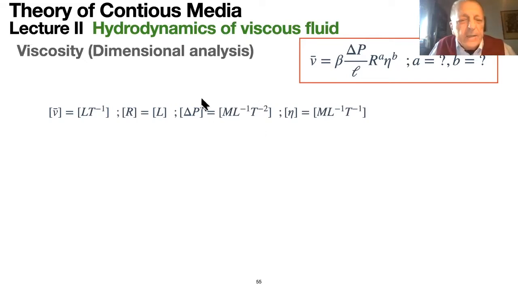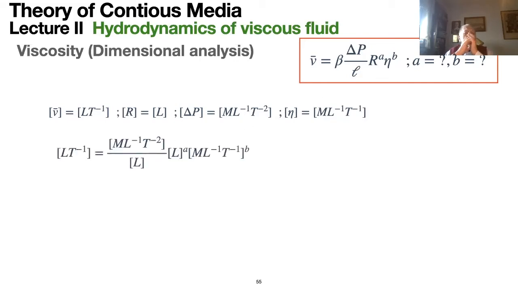So altogether, it turns out that the dimension of the pressure, delta P, is a mass times the inverse of the length times the inverse of the time to the power minus 2. And we have the dimension of the viscosity coefficient, and this is a mass times L to the minus first and the time to the minus first. So we now plug that dimensionality into our expression for the mean velocity.